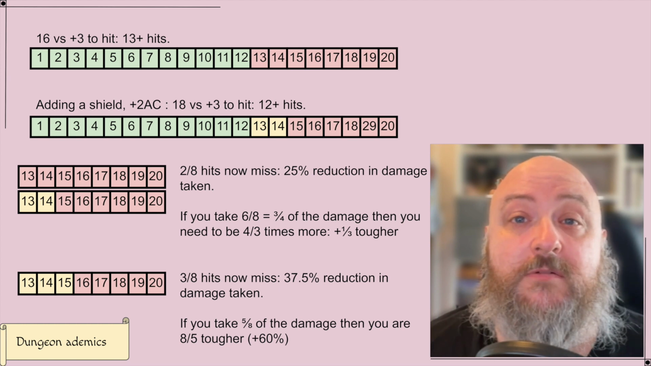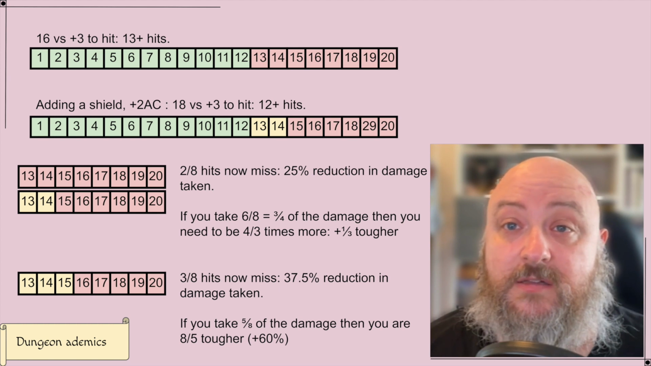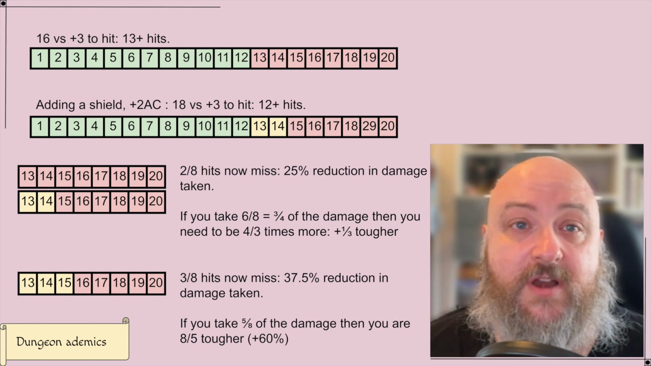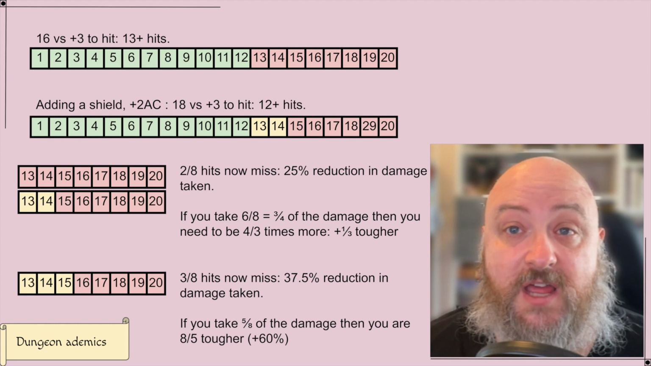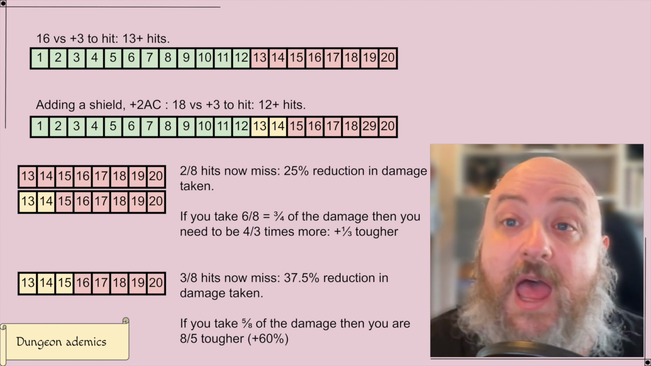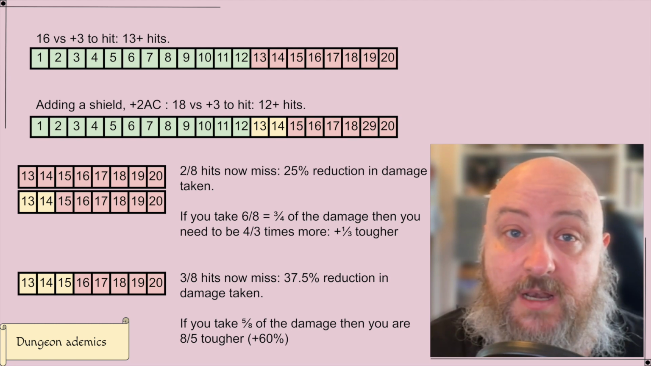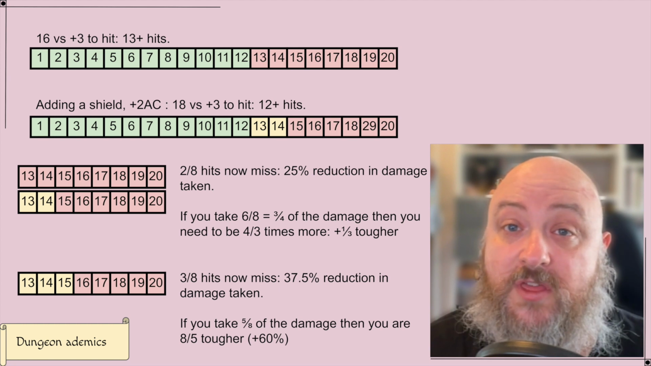Only 3 out of 4 attacks that would hit still land. We can invert that fraction to compare our damage resistance. We are 4/3 as tough. In this circumstance, an increase of 2 in armor class has made our character a third, or 33%, tougher.